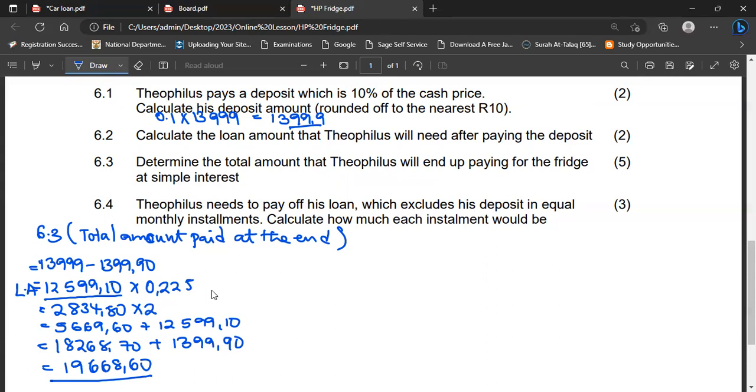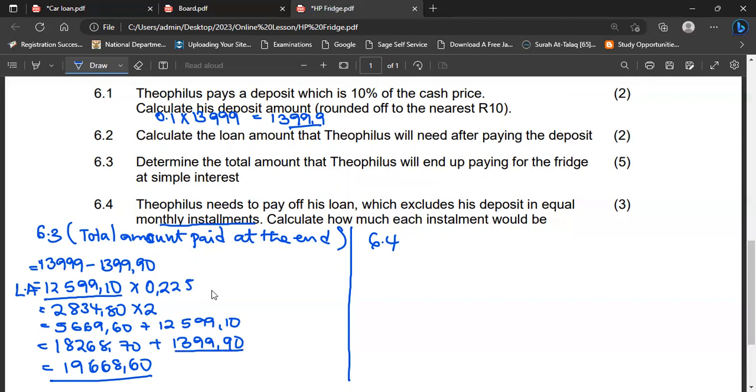All right. Now, when we look at 6.4, they are asking us to pay off his loan, which excludes the deposit, in equal monthly installments. So, how much is each installment? In other words, they're looking for monthly installments. So, remember, we added the deposit.